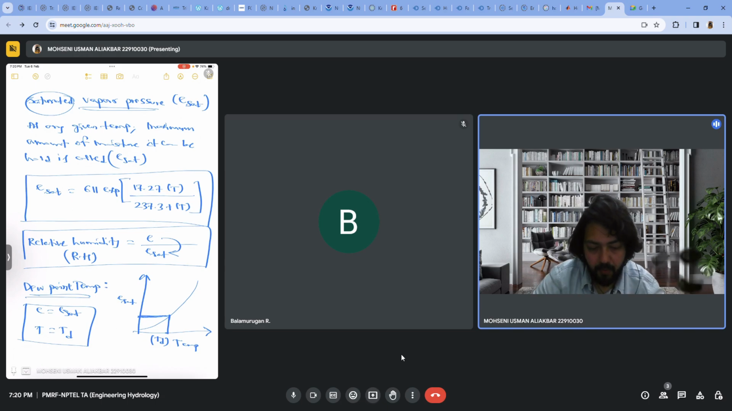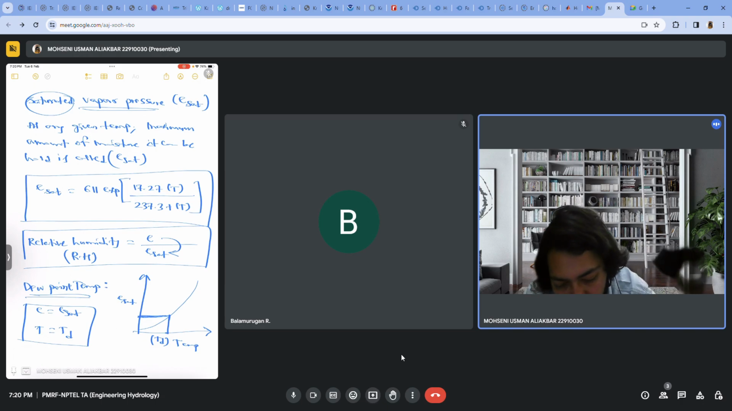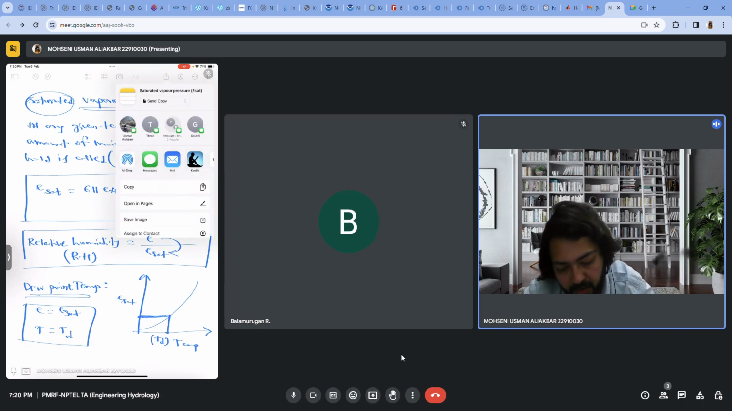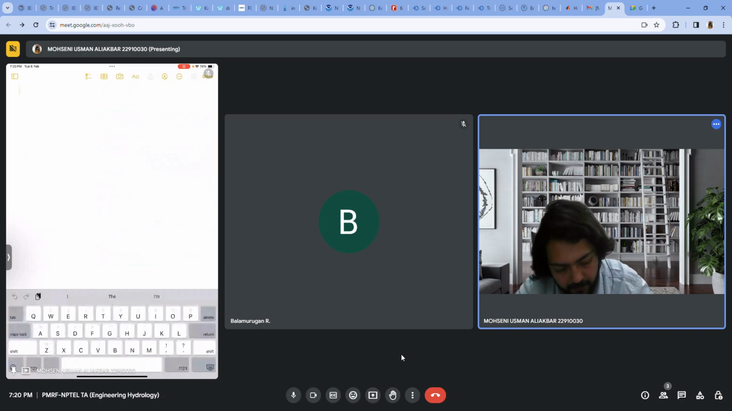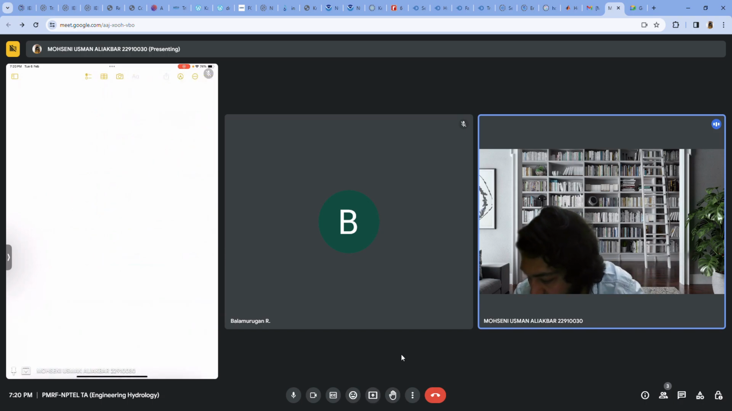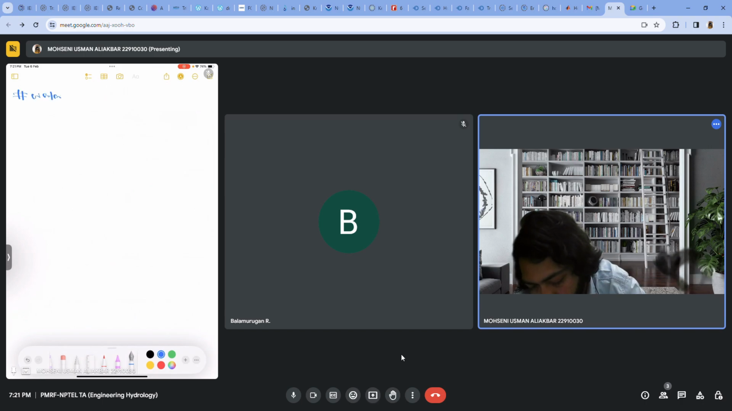Now we would like to explore the relation between pressure and altitude, and temperature and altitude. For this, we can cover it under a concept called water vapor in a static atmospheric column.